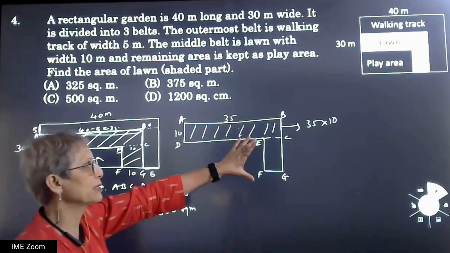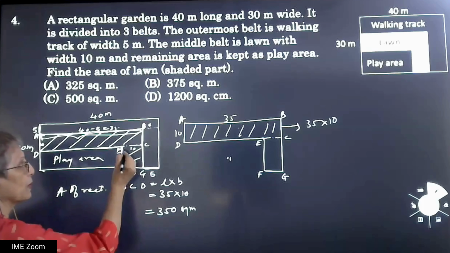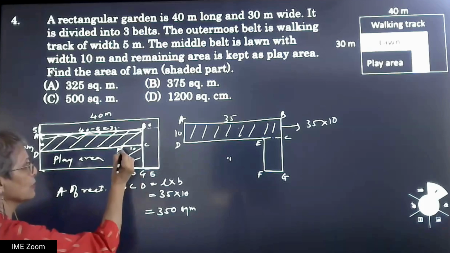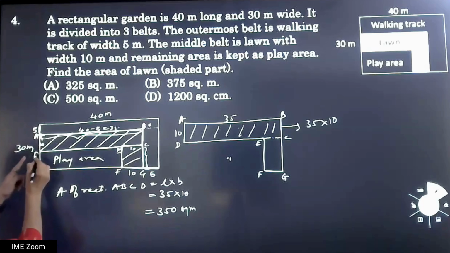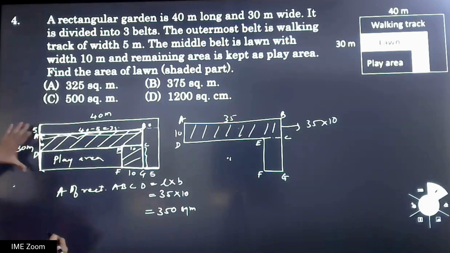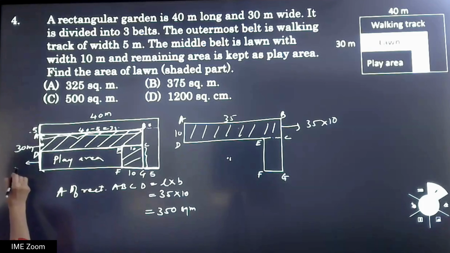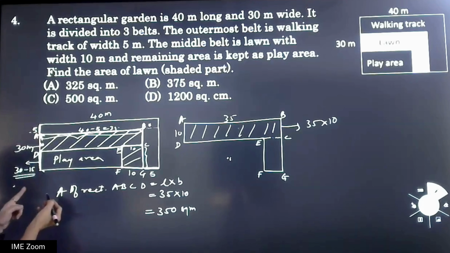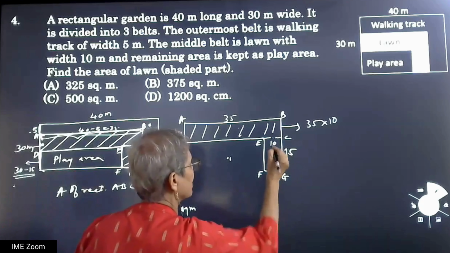Now we have to find out the area of this much portion. For that, this breadth is 10, we know. This is 10. Width is 10, so this is also 10. What about this CG? Look here. CG is nothing but this much portion. Now, the whole width of the rectangular garden is 30. Out of that, this is 5, this is 10. So how much is the remaining part? That is 30 minus 15. This 5 and this 10. 30 minus 15, right? And therefore, this is 15 and this is 10.